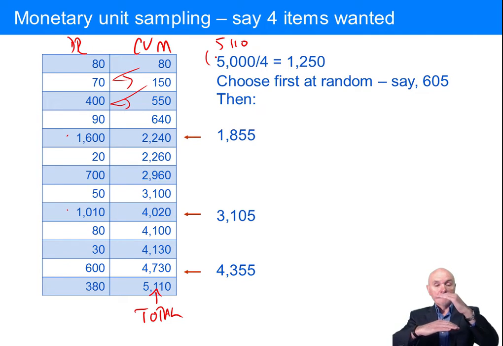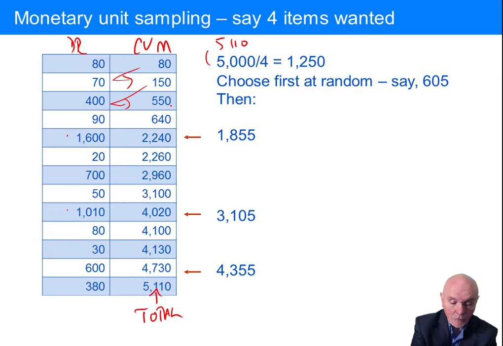So the first section of that is going to be from 1 to 1250, and we choose something at random within that. And I've said, let's pretend it's 605. So we're looking for the amount of 605, and it is going to fall in here somewhere. That's 550. At the end of this third customer at 550, the 605 is occurring somewhere within this customer here. So we would pick that customer. That's where 605 is.